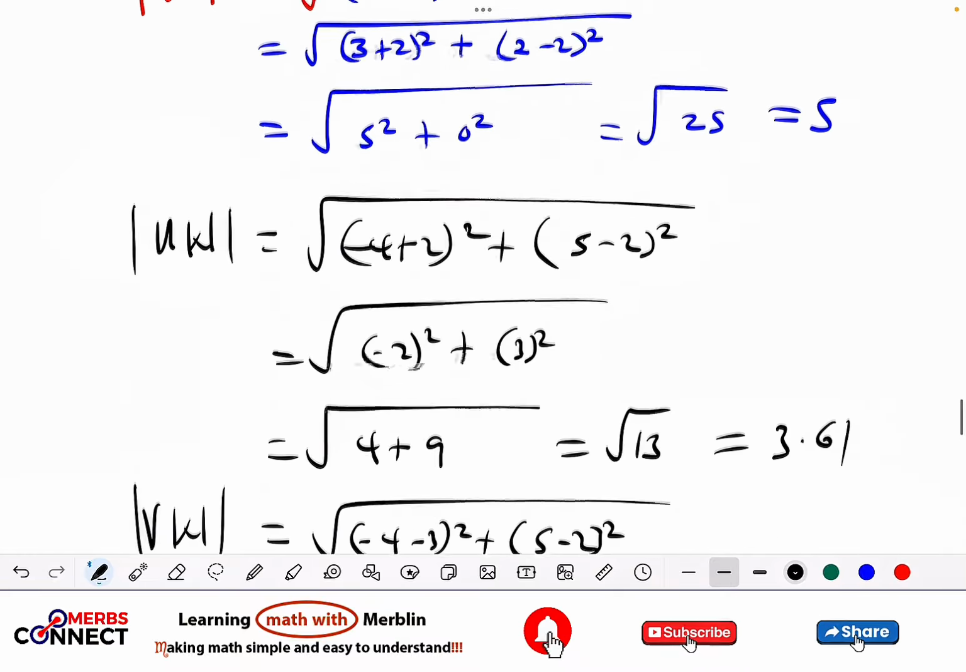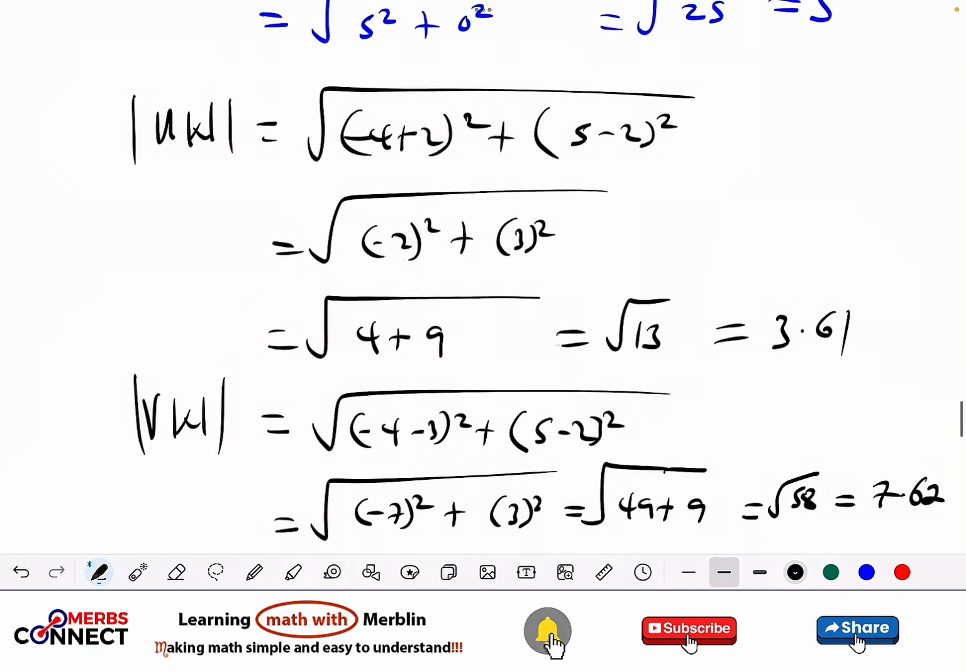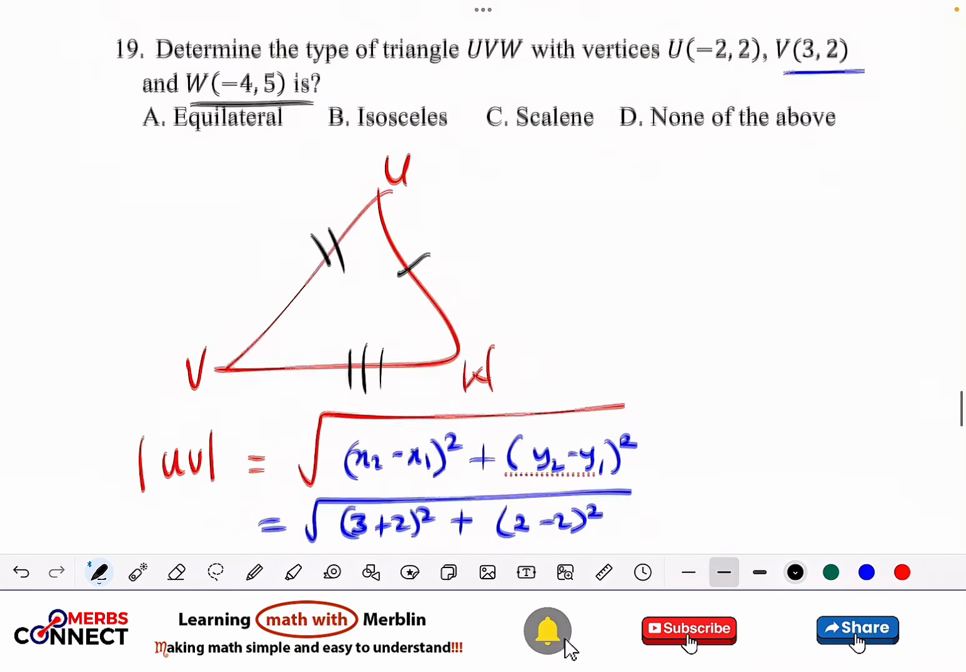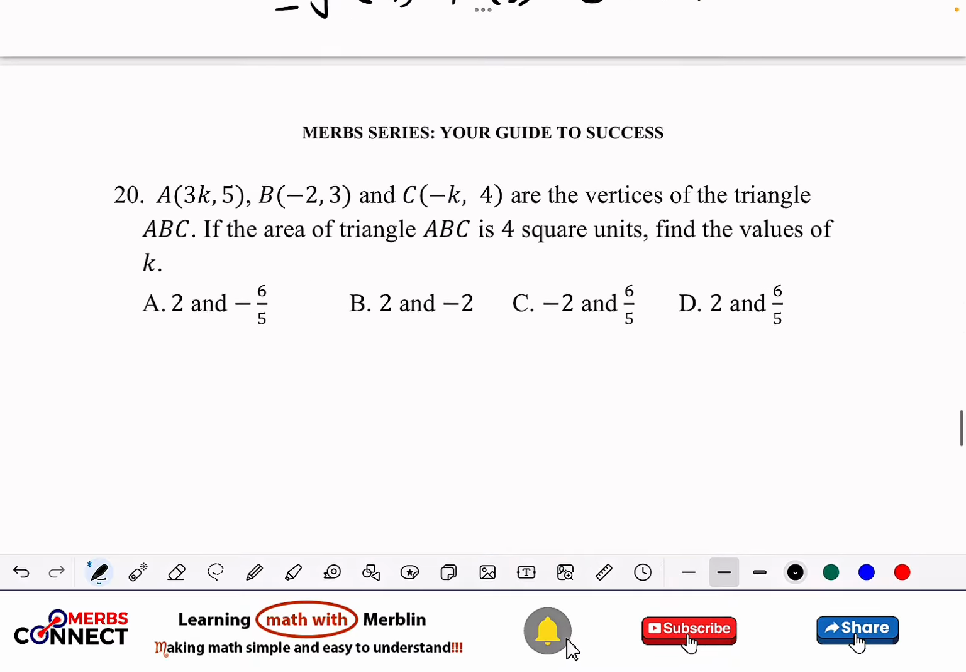So you can see that all the sizes are not the same, because this is 7, this is 3, this is 5. So this is not the same as this, it's not the same as this. So we can call this one scalene, right? So scalene triangles have different sizes. Good. So that is basically what we are going to get from question 19.